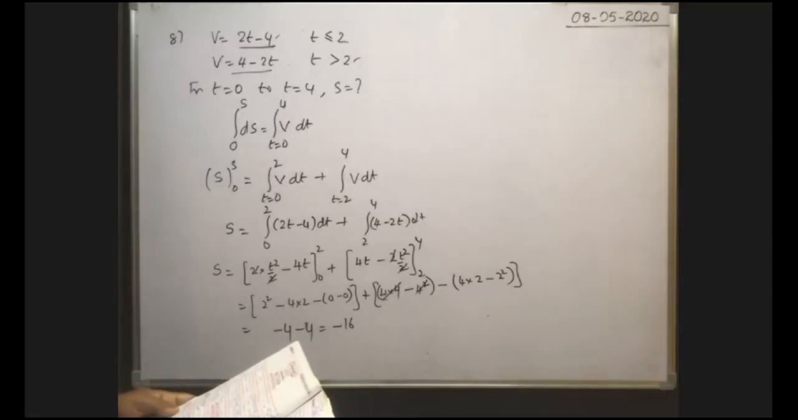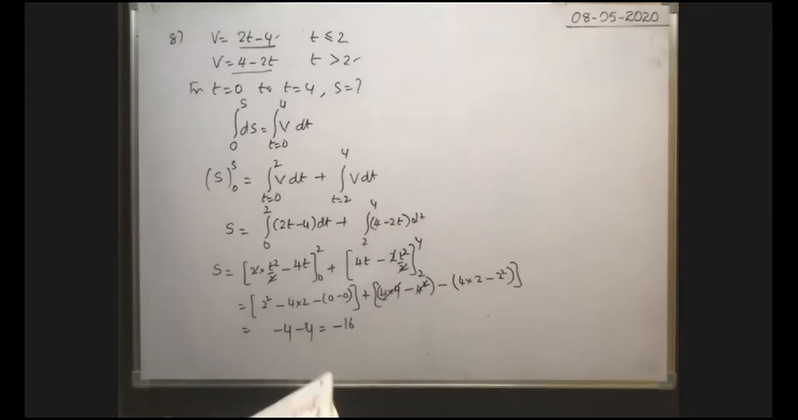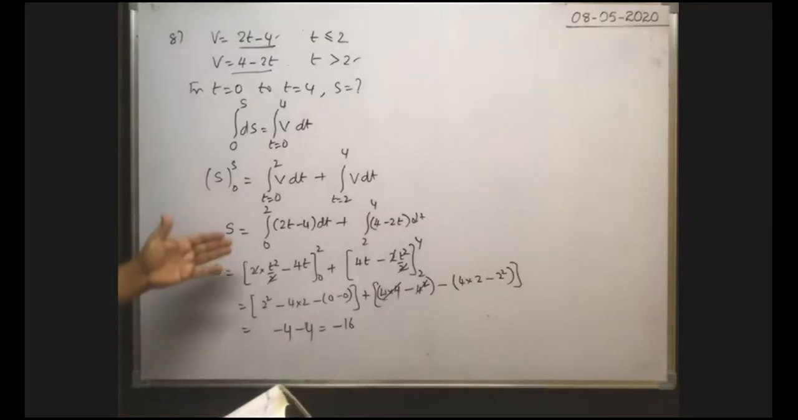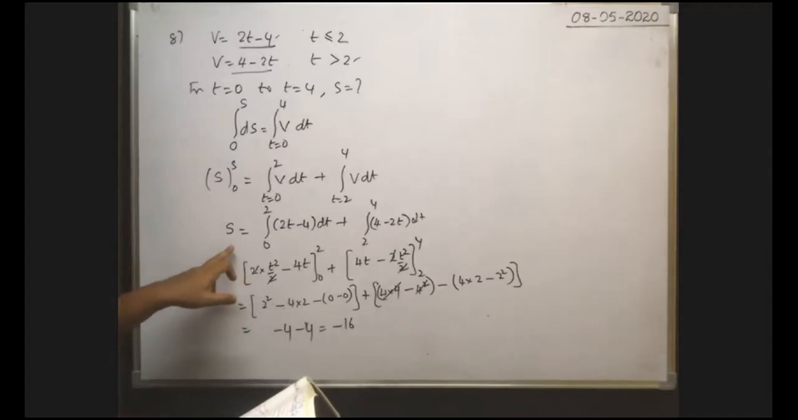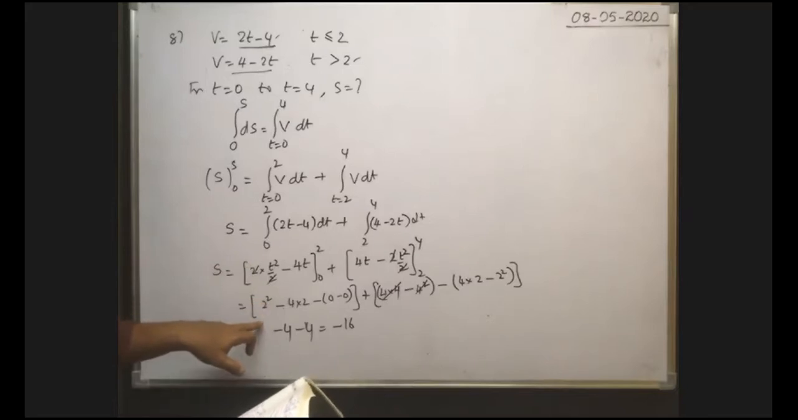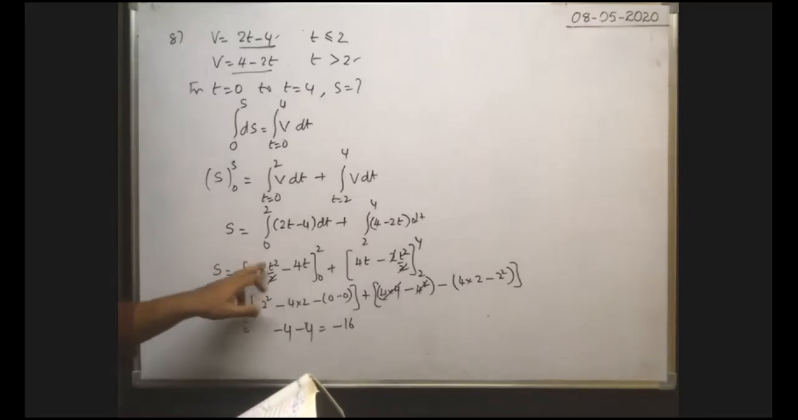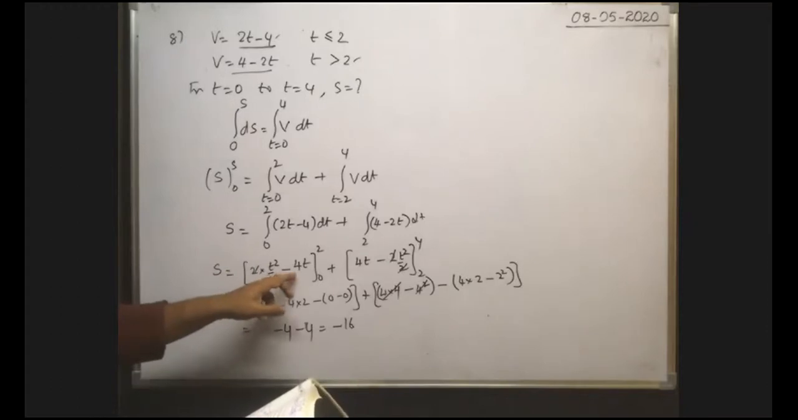Here the answer is given as 8 meters only, no? You see, anywhere else we have committed a mistake while doing the calculation. You see, here what is the answer we got in this? 2 into t square by 2 minus 4 into t, limits 0 to 2 seconds.